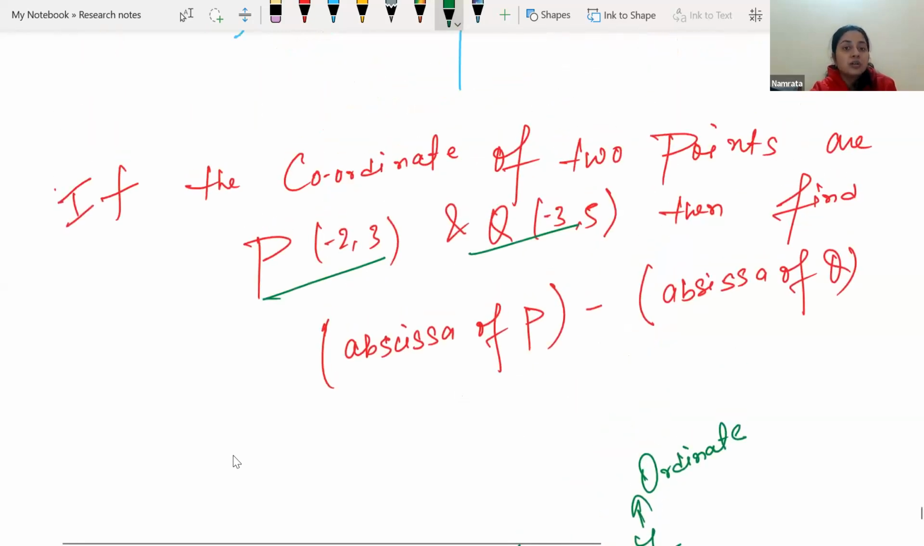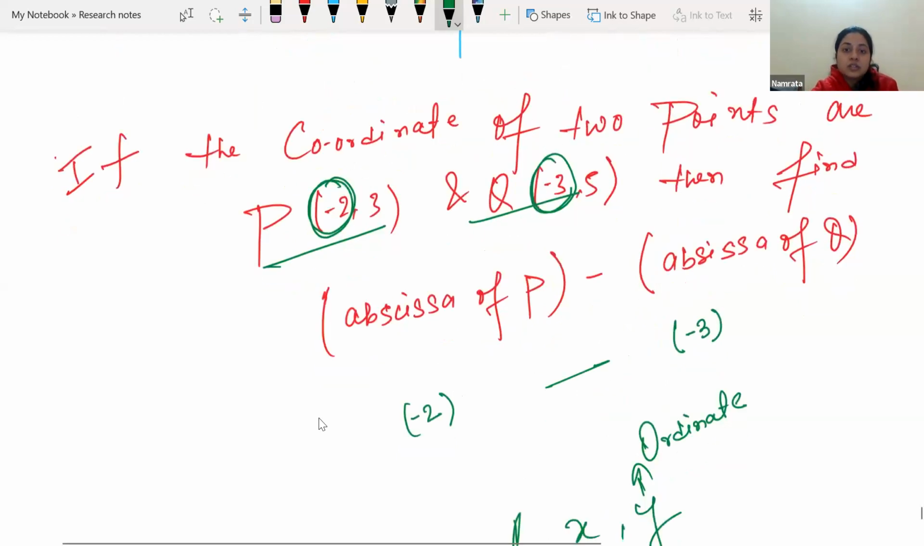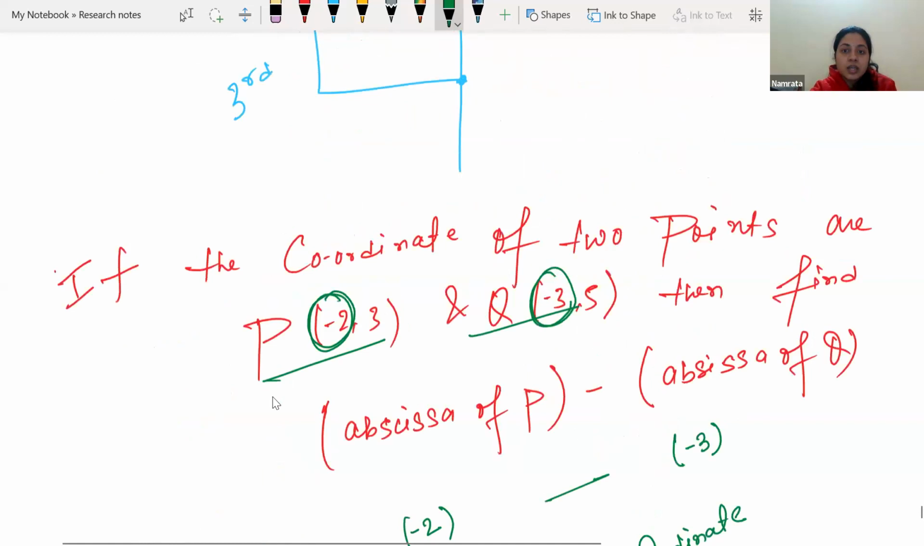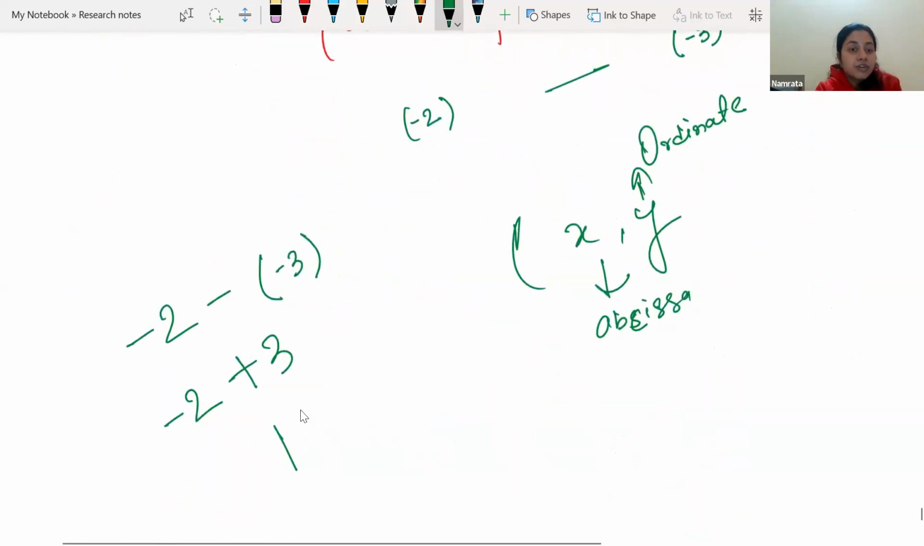So if we have to take the abscissa of P, we know the first one is known as the abscissa, that means -2. If we have to take the abscissa of Q, we know this -3 is the abscissa, that means -3. Now we need to do the subtraction. So -2 minus (-3), that means -2 plus 3, that means 1. Here we had P's abscissa as -2 and Q's abscissa as -3. So our answer is 1.